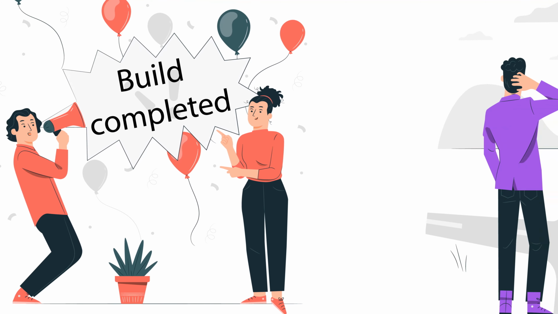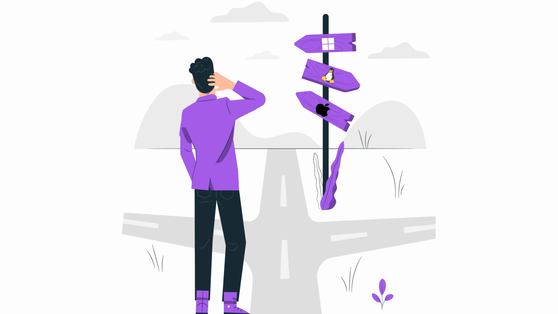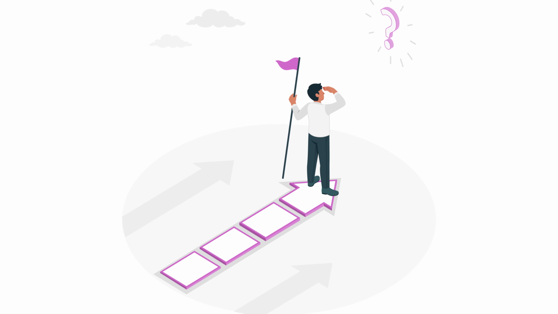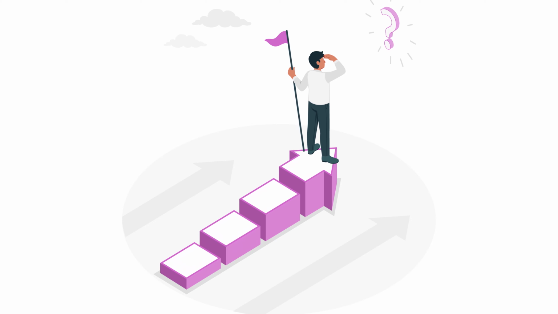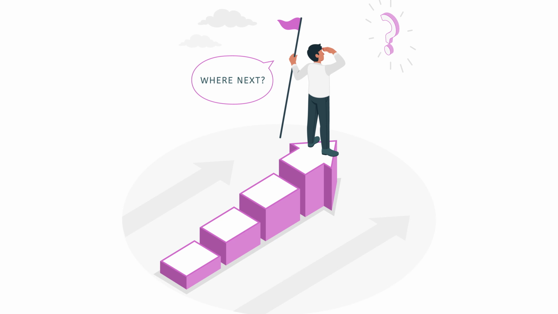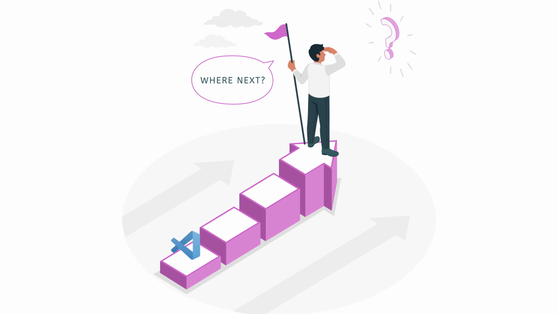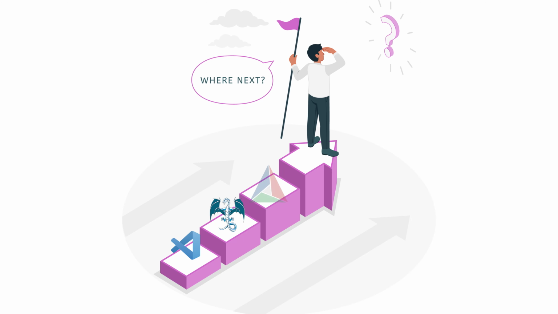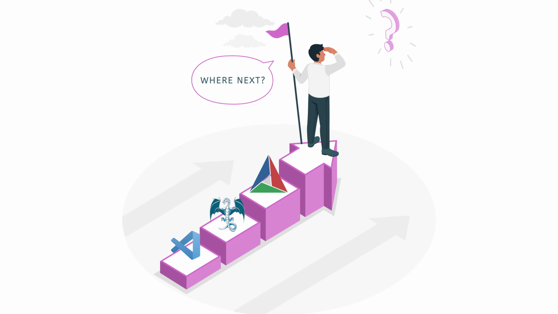Remember, the process can be slightly different depending on your operating system and the tools you prefer. The key is to ensure your IDE, compiler and build system are correctly installed and configured. Setting up your development environment is the first step towards creating amazing C++ applications. With VSCode, a reliable compiler and CMake, you are well equipped to start your coding journey.